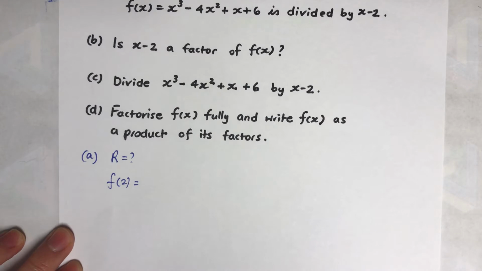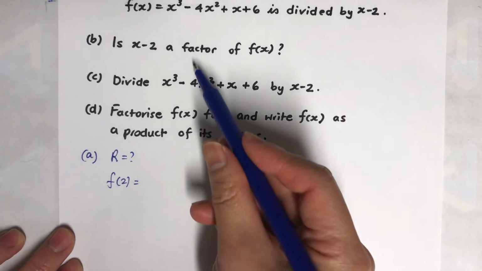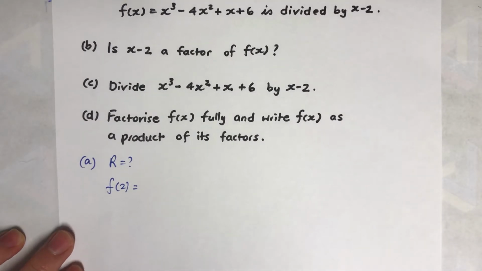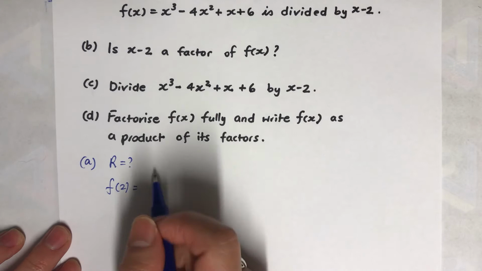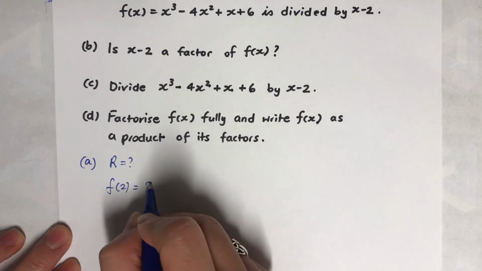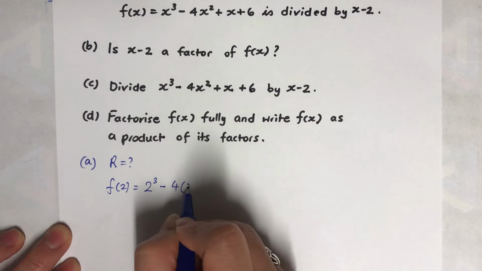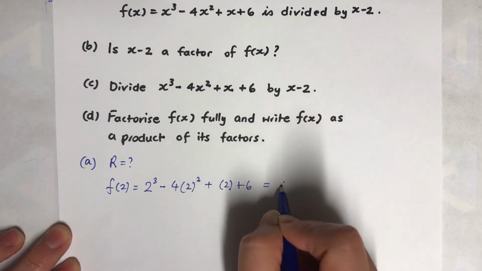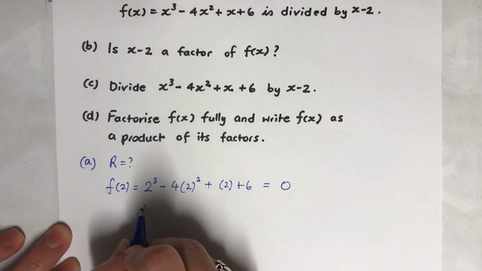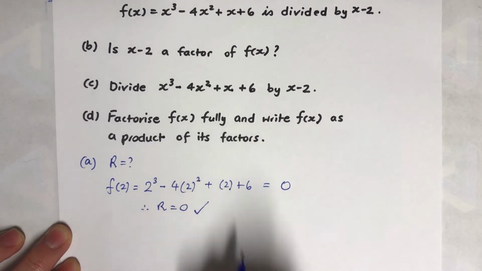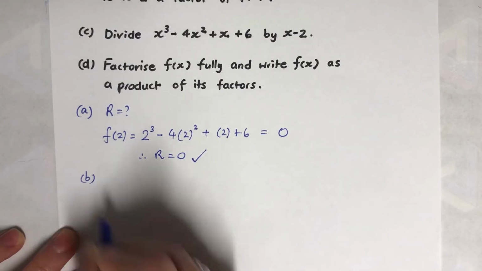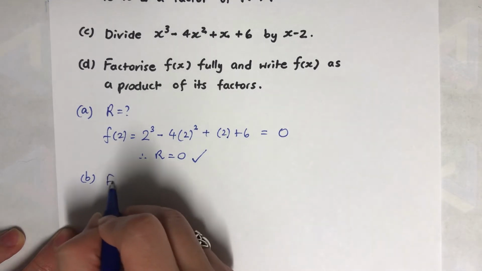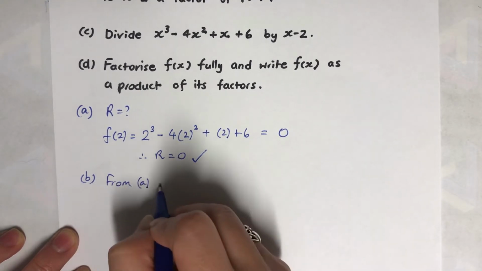So if I get the 0, that'll sort of answer my question, wouldn't it? If when I put the x equals 2 there, and if I get 0, it's a factor. Alright, so let's have a look. 2 cubed minus 4, 2 squared plus 2 plus 6. You put that in your calculator, you will get 0. So therefore, the remainder is 0. Okay? B. Is x minus 2 a factor of f of x? Of course it is. From A, we proved it.